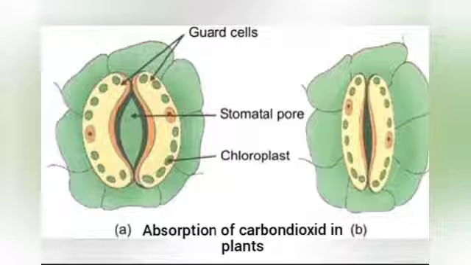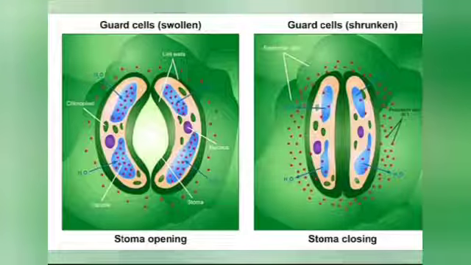And these stomatal cells are guarded by the guard cells. Let us see what the functions of the guard cells are. You can see in this picture the guard cells shown swollen and shrunken. So let us see. The opening and closing of the pores is the main function of the guard cells, meaning the opening and closing of the pores.